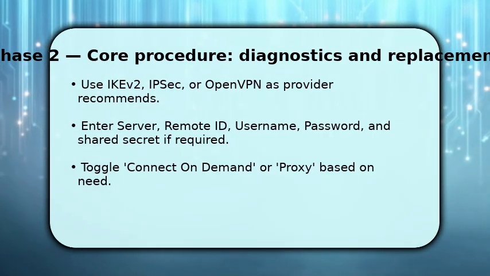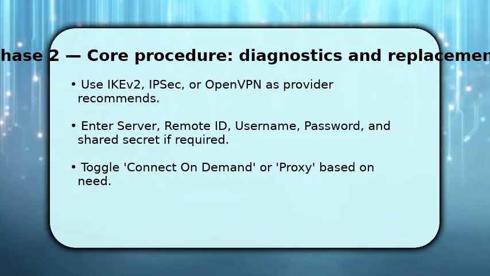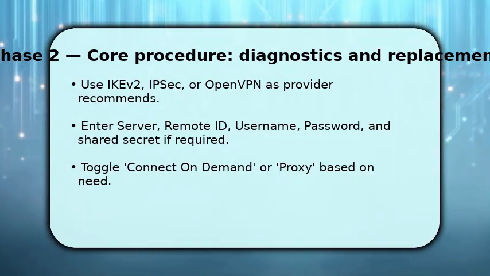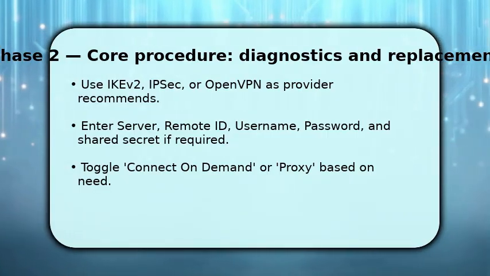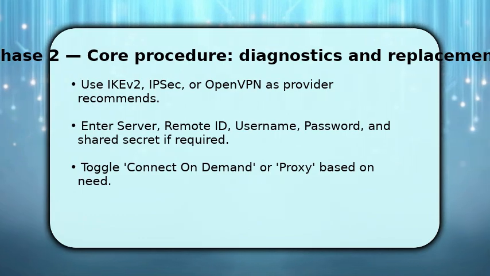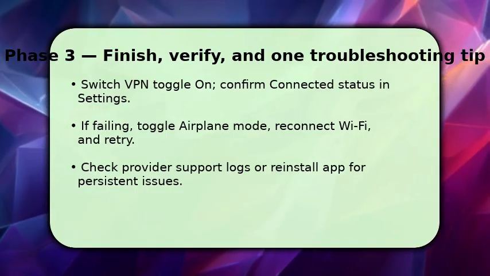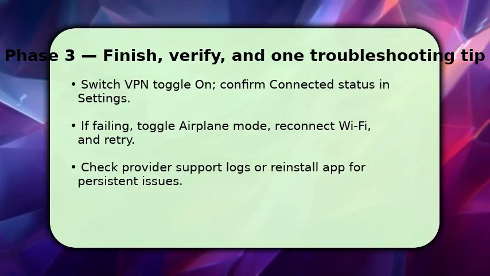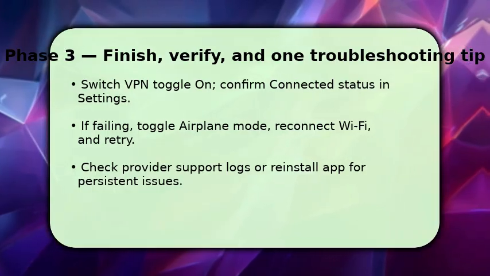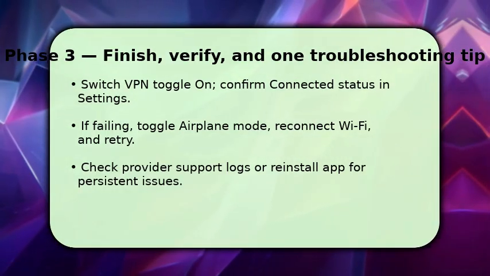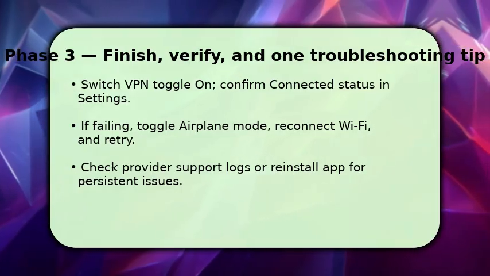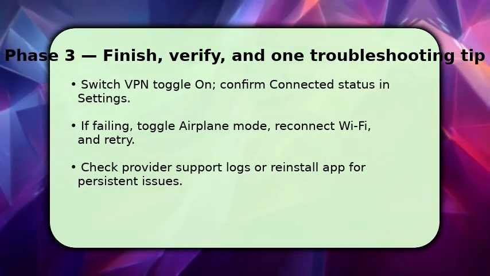Using the app instead often automates these fields, but you should still verify the server region and protocol for speed and security. You finish by turning the VPN toggle on in Settings or tapping Connect inside the app. The status should change to Connected and a VPN icon appears in the status bar. Once connected, route traffic through the VPN, and make sure apps load and IP checks reflect the VPN server.